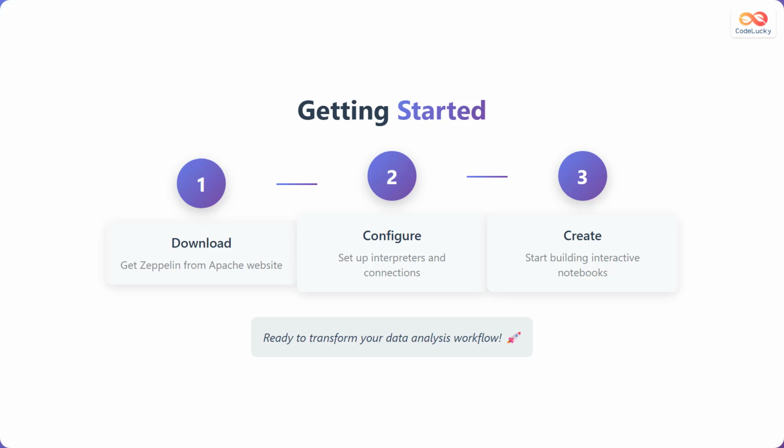Ready to get started with Apache Zeppelin? Step 1. Download Zeppelin from the Apache website. Step 2. Configure Zeppelin by setting up the interpreters and connections to your data sources. Step 3. Create your first notebook and start building interactive data analysis workflows. Transform your data analysis workflow with Apache Zeppelin.